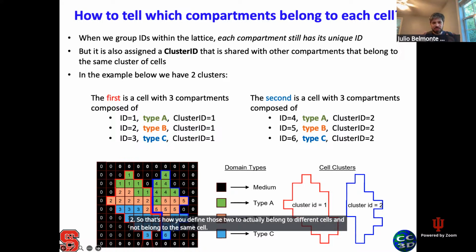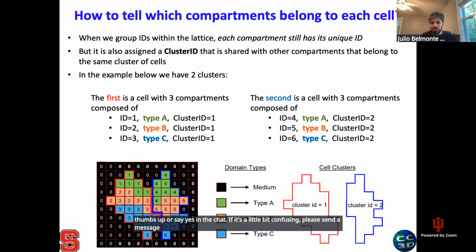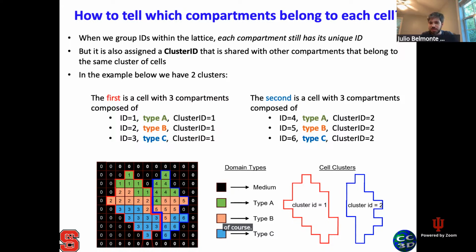Is this making sense, how that works in the cellular Potts model? If it does, give a thumbs up or say yes in the chat. If it's a little bit confusing, please send a message and I'll try to expand here.